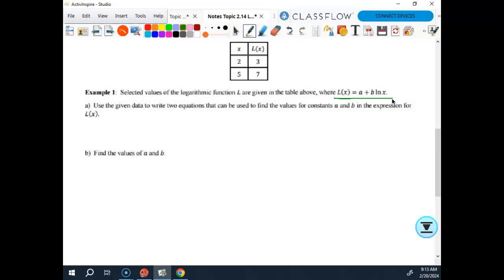You had a question similar to this on your last review. I didn't ask you to find a and b. I just asked you to set it up because that is something you should totally be able to do. You have two ordered pairs, (2, 3) and (5, 7). Okay, so we're going to put these in here.